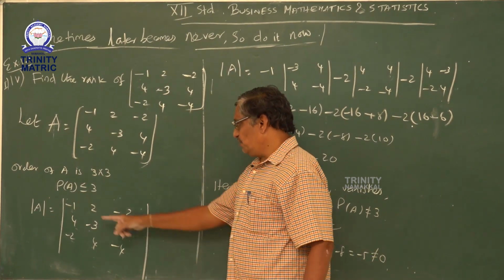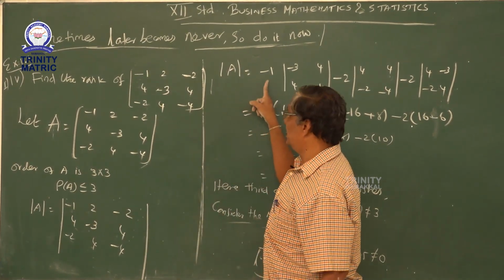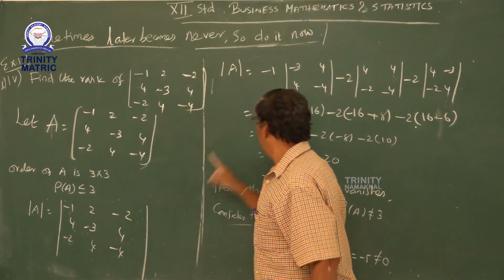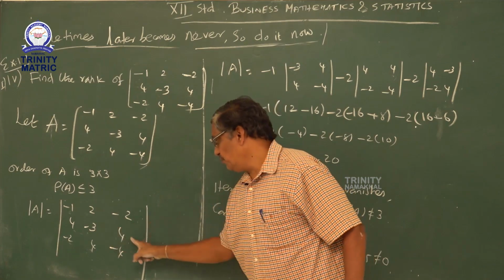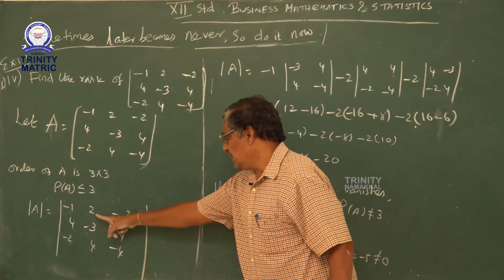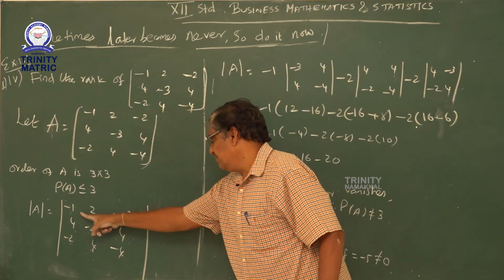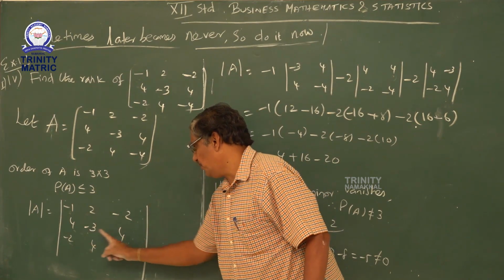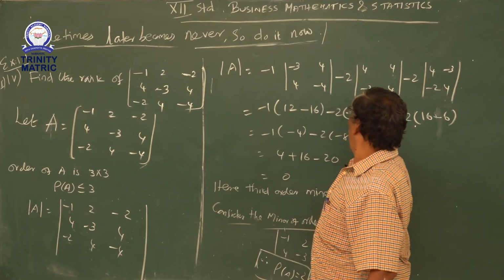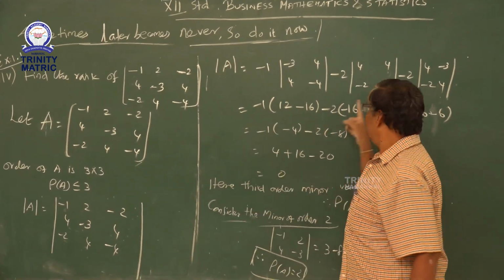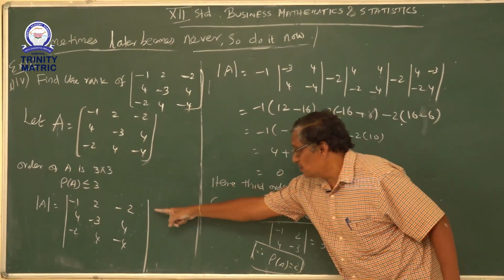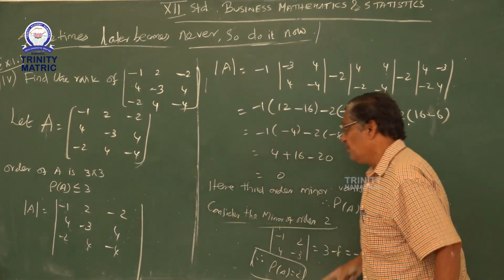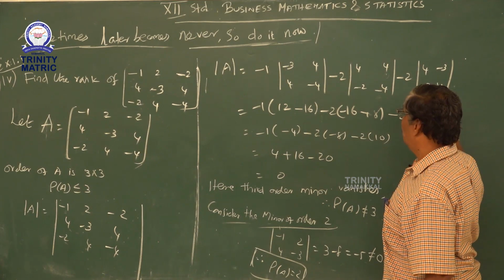You have to put the vertical lines and write the matrix elements as they are. How will you write? First one is minus 1, plus. So minus 1, and leave this row and column. The remaining elements you should write: minus 3, 4, 4, minus 4. Next one is minus 2. You have to leave this row and column. What are the remaining elements? 4, 4, minus 2, minus 4. Next one is minus 2, and then you have to leave this row and column. The remaining is 4, minus 3, minus 2, 4.